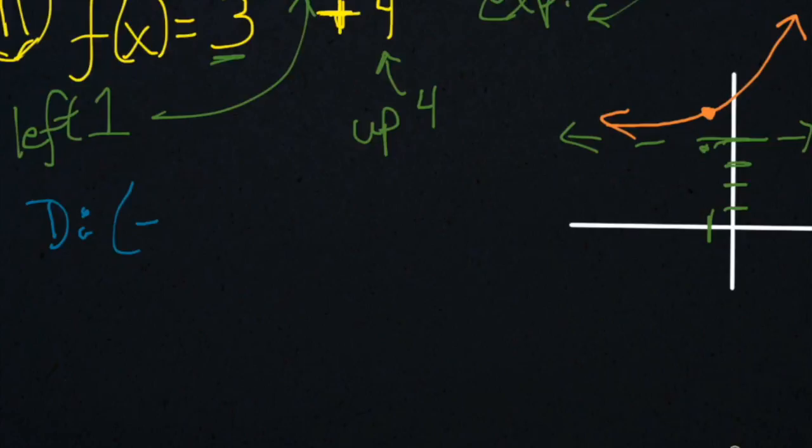Domain, easy part, negative infinity, positive infinity. All the way left, all the way to the right. The range, however, starts where that asymptote is. It's at 4. We do not include that 4. And it's going to go to positive infinity.